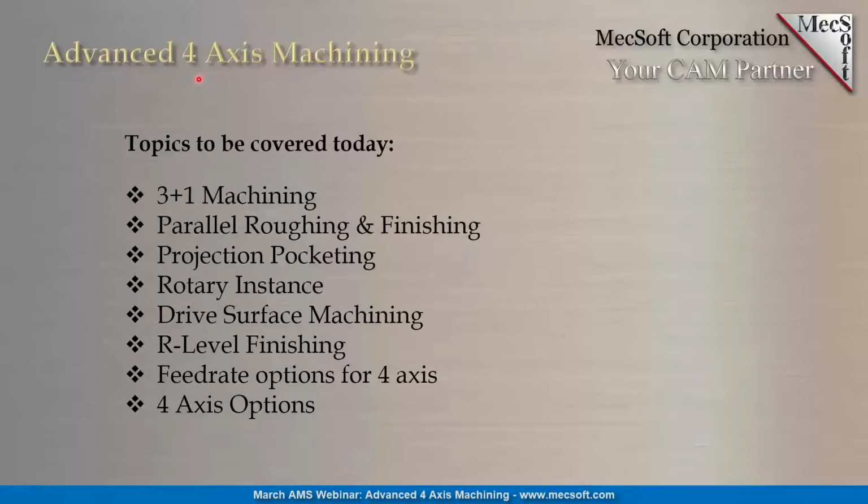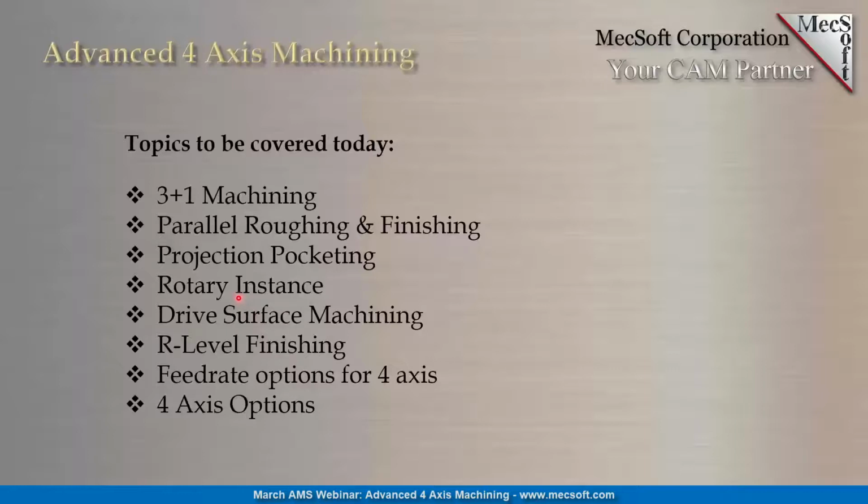before joining the webinar. In any case, the topics that will be covered today are 3+1 machining, which is basically indexed 4-axis machining, somebody might call that, followed by parallel roughing and finishing, and then projection pocketing, which is also mostly used for finishing, but can also be used for roughing as well. And then rotary instancing, which is a pretty nice feature, taking 2- and 3-axis operations and actually indexing or instancing them to run on a 4-axis machine.